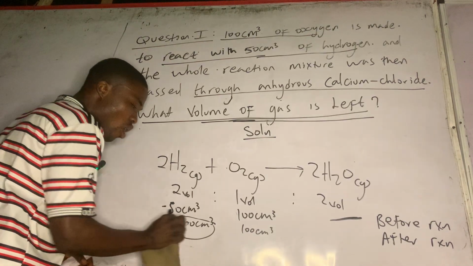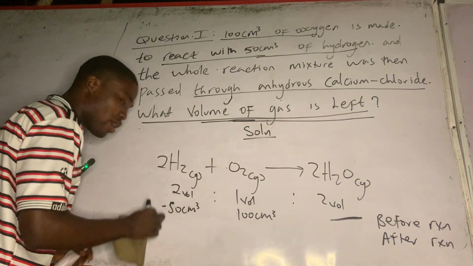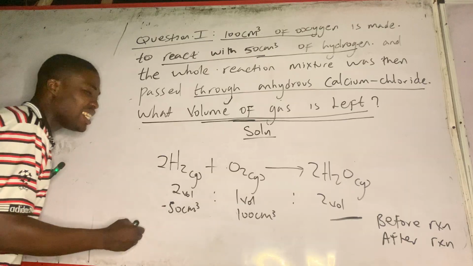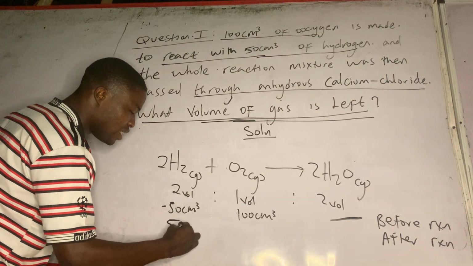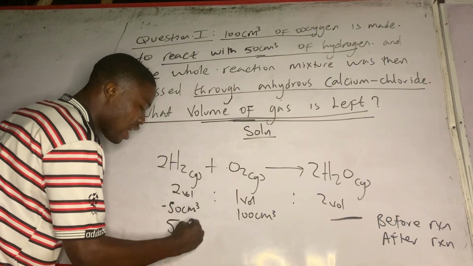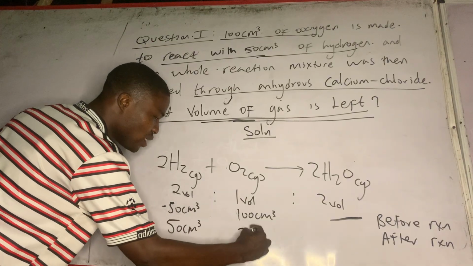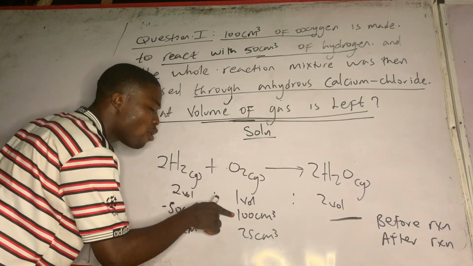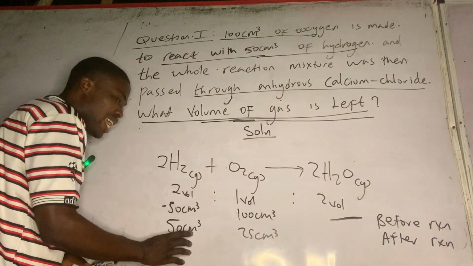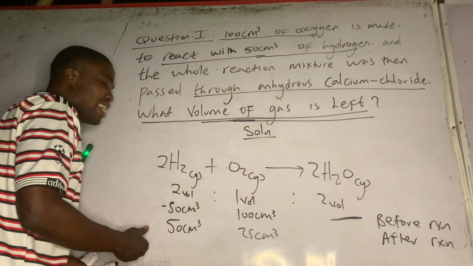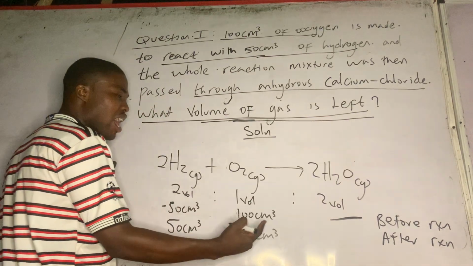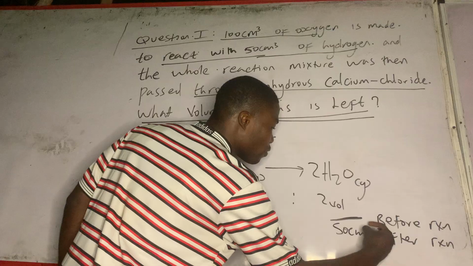So it means that oxygen is going to be in excess, my bad. Oxygen is going to be in excess because, as I said earlier, 50 cm cube requires 25, and we have way above 25 for what was given. So oxygen is in excess, hydrogen is limiting, and the limiting reactant determines the ratio. Remember, it's 2:1:2. So 50 will require 25, and produce 50 cm cube.